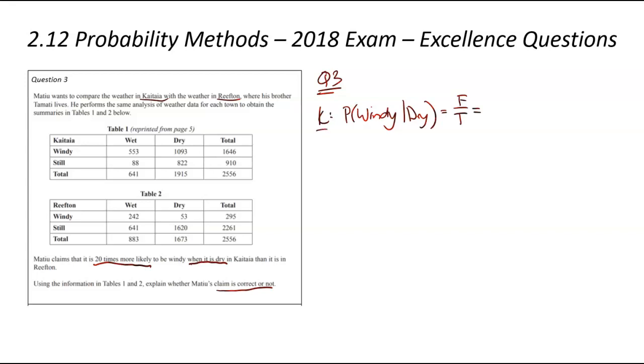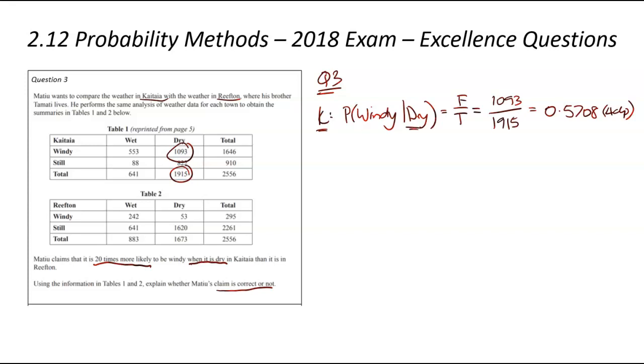So first thing, we've got Kintyre and dry days. How many dry days are in Kintyre? We've got 1,915. So that's our denominator, 1,915. Of those days, how many of them are windy? 1,093. And you plug that into your calculator, we're going to get a probability of 0.5708, and that had a 4 dp rounding.